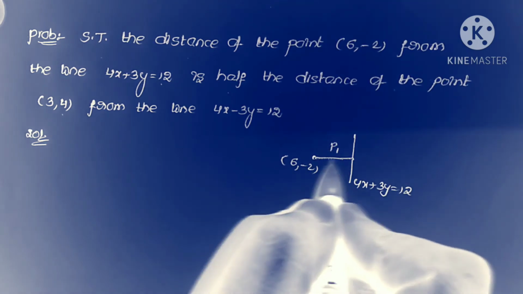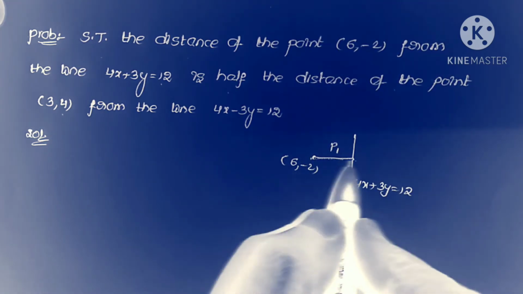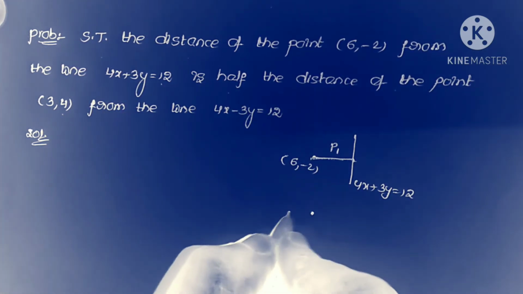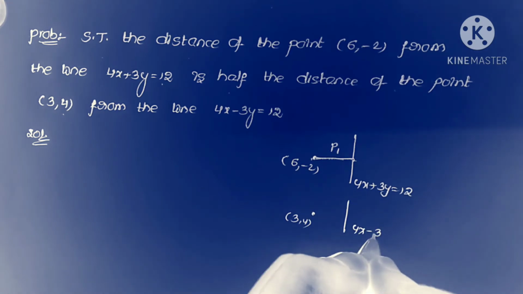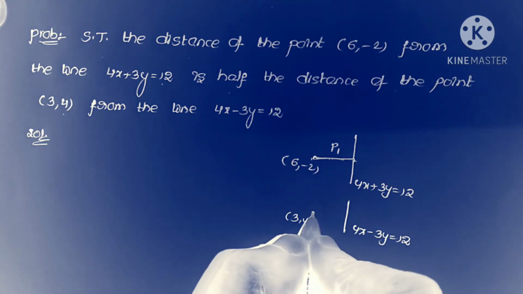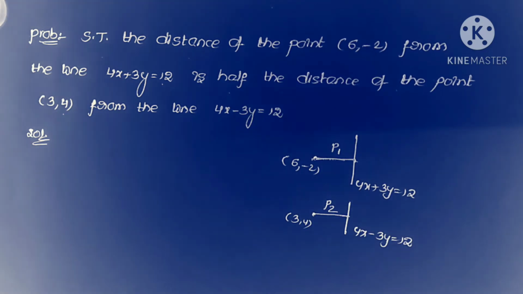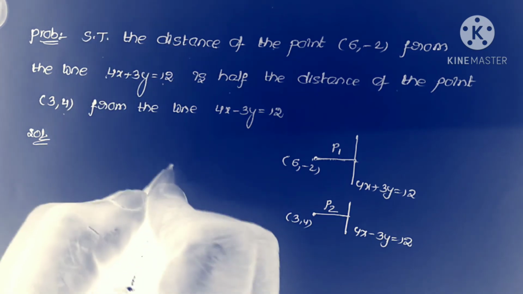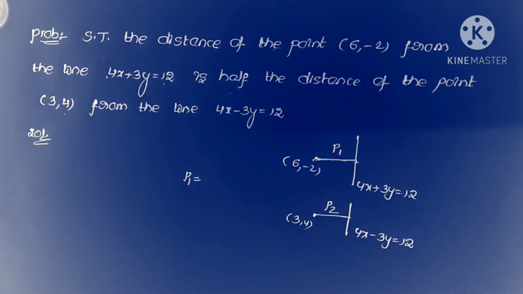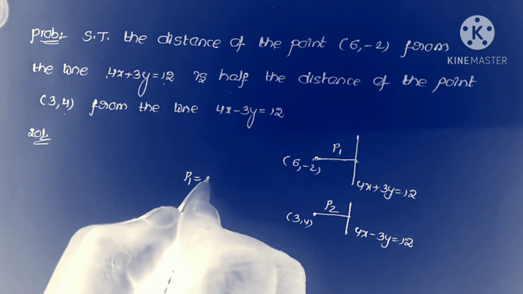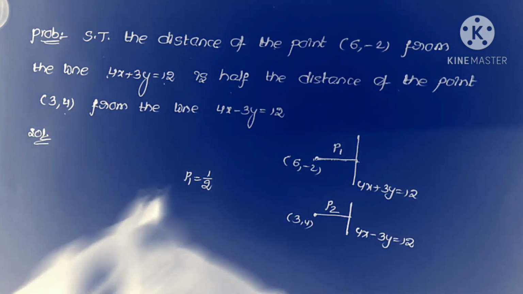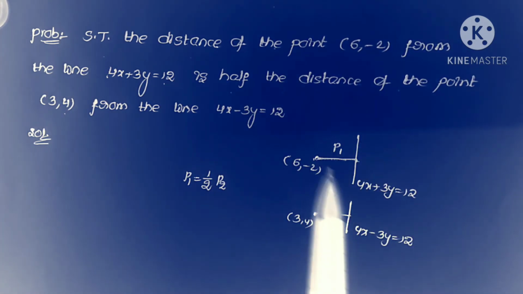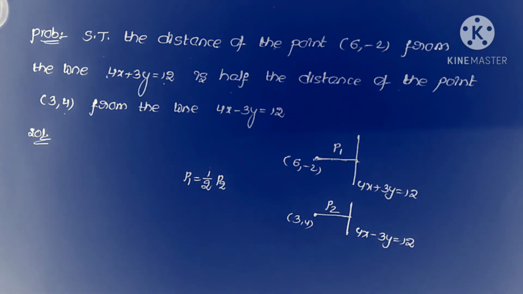First I take that this value is equal to P1. The distance of the point from the line is half the distance of the point from the other line. Again another point is given, which is (3, 4), and another line is given, which is 4x - 3y = 12. Now the distance between these two is taken as P2. Now we have to show that the first distance value P1 is equal to 1/2 times the second distance value P2.